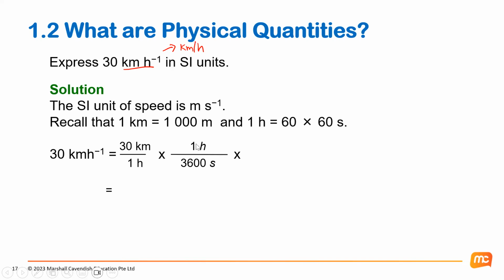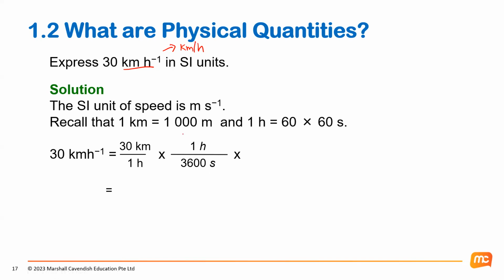So if I want to get rid of hours first, I put hours at the top, so I can cancel it away. And I put seconds at the bottom. Why seconds? Because I want to convert it to seconds. I don't want hours anymore. I want meters per second. So 1 hour is equivalent to 3,600 seconds.